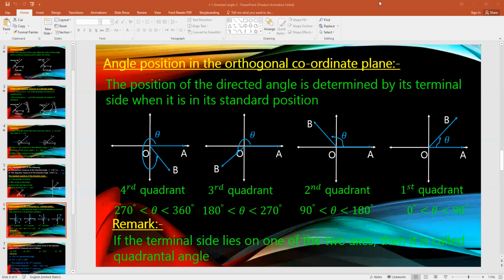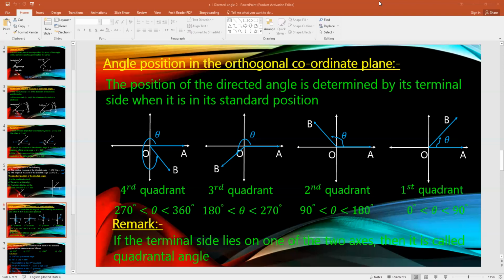Again, the directed angle is an ordered pair of two rays called the sides of the angle with a common starting point called the vertex. Here, this is the initial side BA and terminal side BC. Then the directed angle is written as ray BA and BC, this initial and this terminal. Here, the directed angle is written as BC and BA, because BC is initial and BA is terminal.